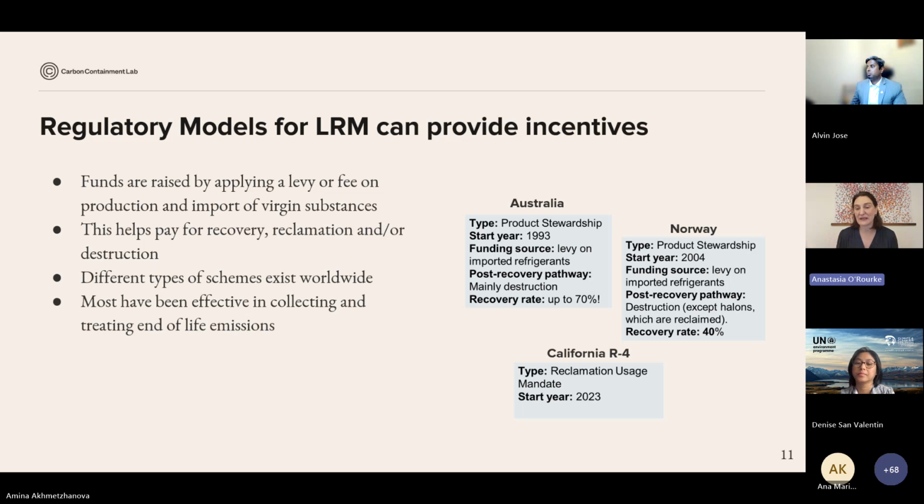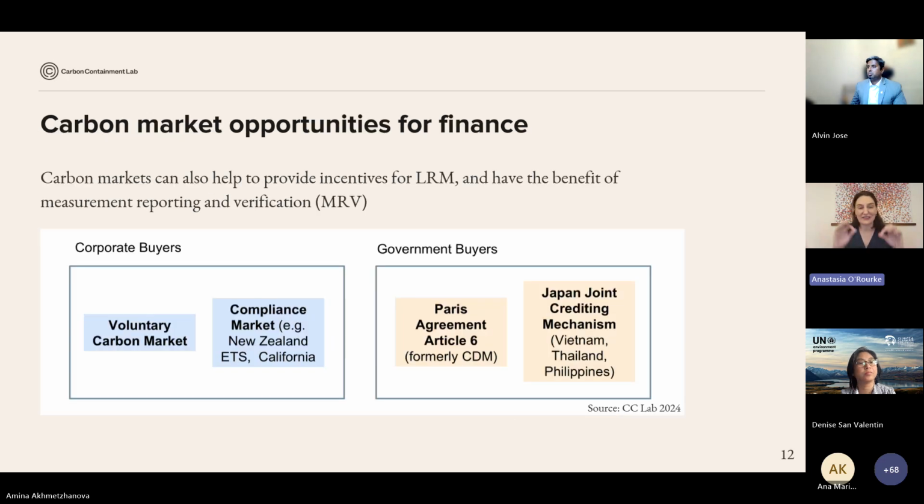So some of these systems have been quite effective in collecting and treating these end-of-life emissions. But what they don't do is cover leak detection and reduction. But still, some good opportunities there. Now, super fast on carbon markets.